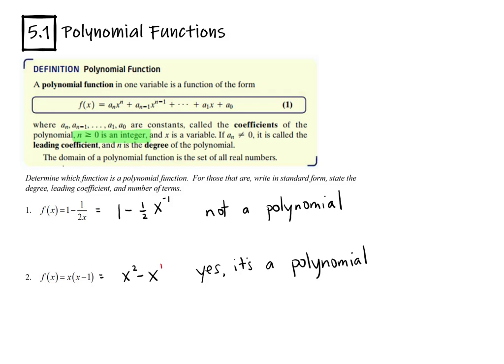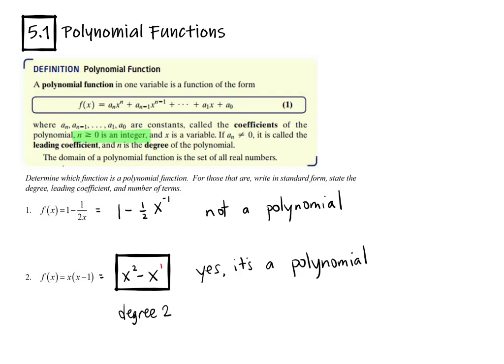It says, write in standard form, which actually we already did. This is standard form. And standard form also means that we're going to put it in decreasing order of powers. So we're going to put the x squared first, and then the x to the 1 next. We want to state the degree. The highest power here is 2. We're going to say it's degree 2.